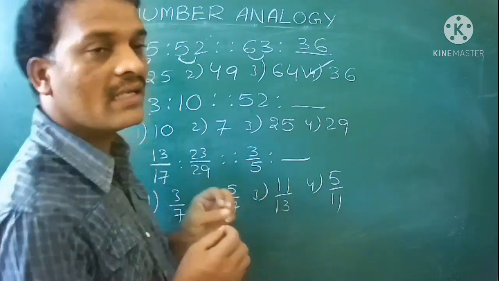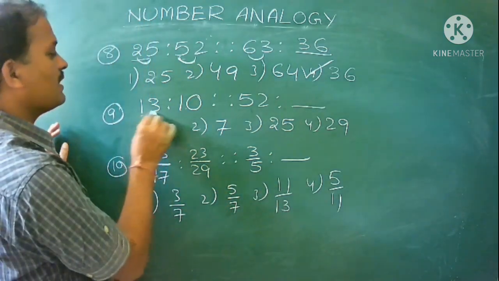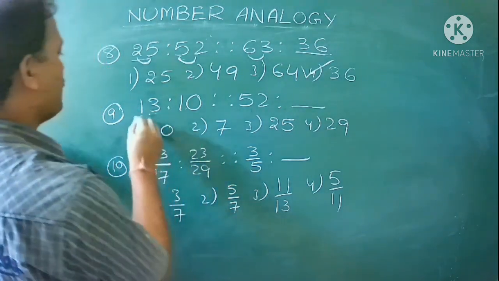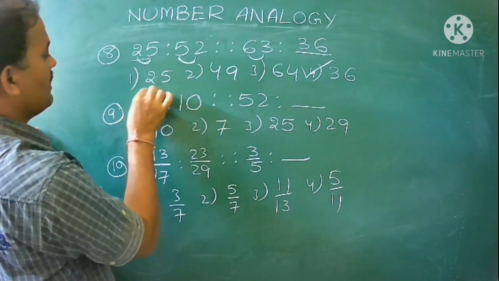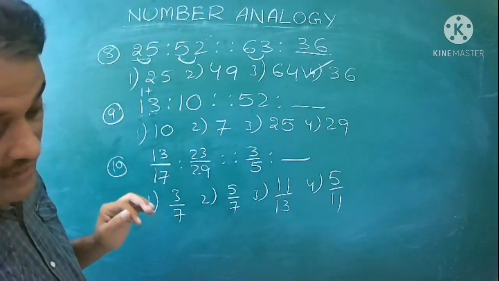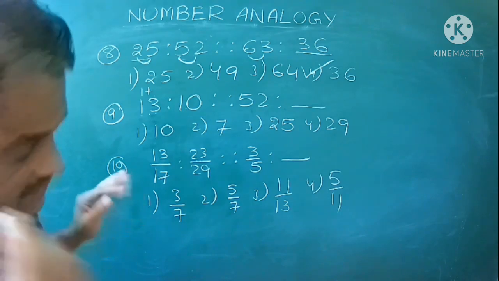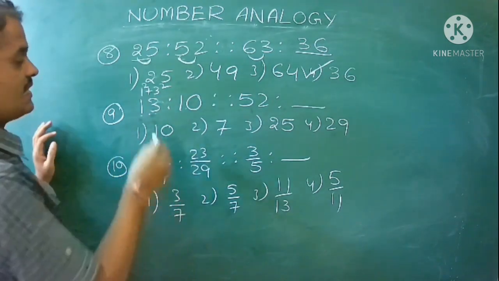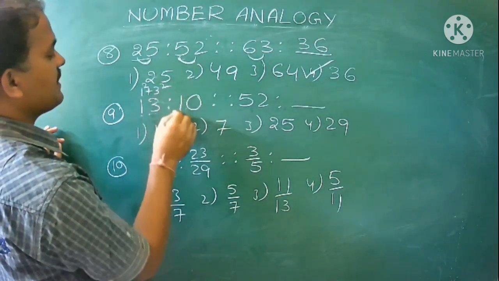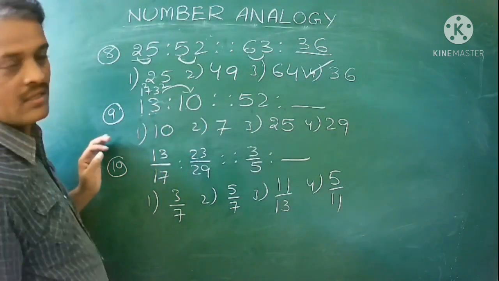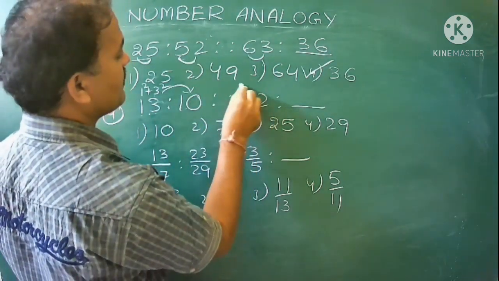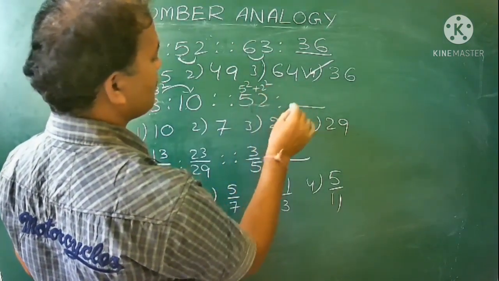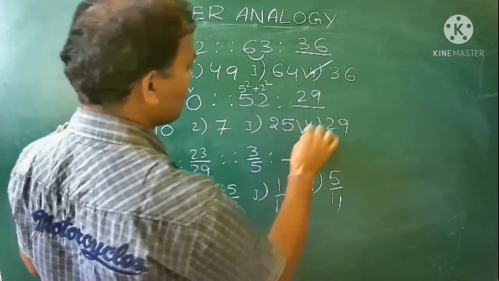First of all, you need to observe what the digits are. Here 1 and 3 will be there. Suppose it is 1 square plus 3 square: 1 square is 1, plus 3 square is 9, that is nothing but 10 only. Similarly, the same principle you can apply here: 5 square plus 2 square. 5 square is how much? 25. 25 plus 4 is nothing but 29. So that is the answer. So the fourth option is correct.